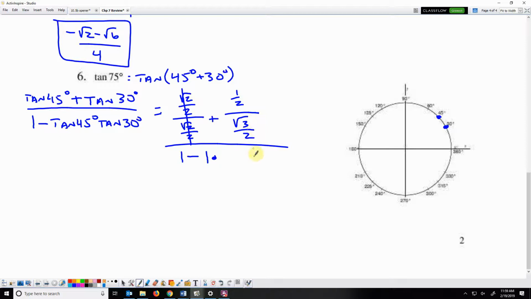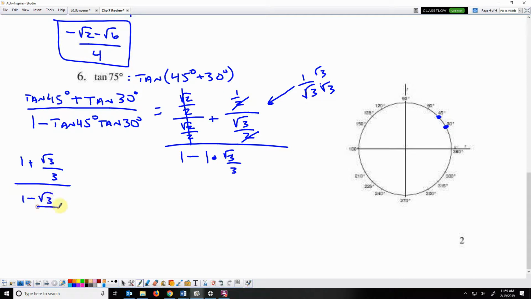I can flip and multiply. Either way, those 2's are going to end up canceling. So I've got 1 over root 3. And I have to multiply by root 3 over root 3, which is going to give me root 3 over 3. So a more simplified version of this entire thing is 1 plus root 3 over 3 over 1 minus root 3 over 3.